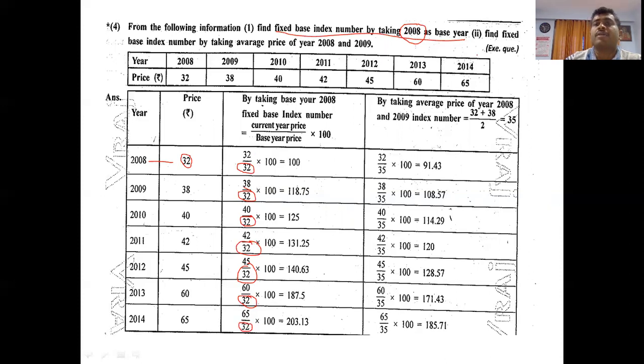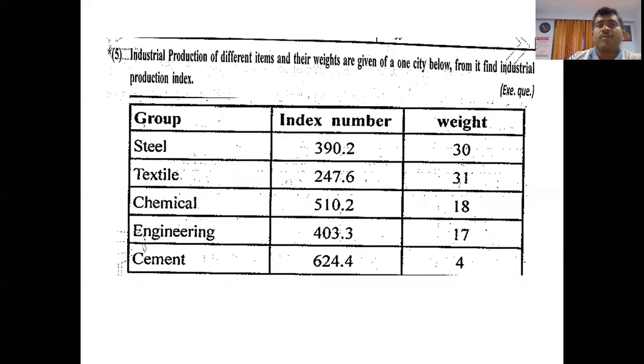Now comes the topic, find again fixed base index number taking average price of 2008 and 2009. Average base. That is also we have learned. It's near about same. You can see here, average base. So how to do that? 38 plus 32 divided by 2. We get 35. Now the average base is how much? 35. Clear? So it's very clear to you now. Okay. We are moving to fifth question.